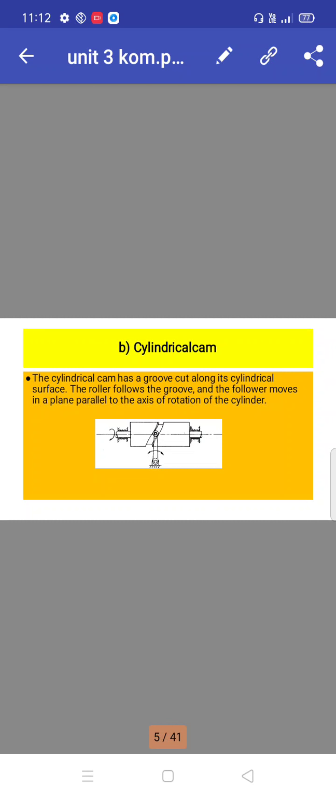Cylindrical cam. The cylindrical cam has a groove cut along its cylindrical surface. The roller follows the groove and the follower moves in a plane parallel to the axis of rotation of the cylinder.